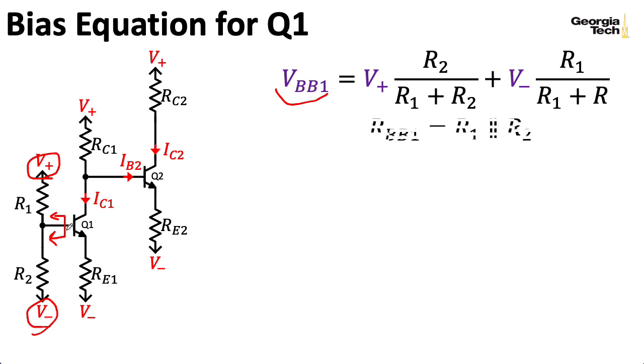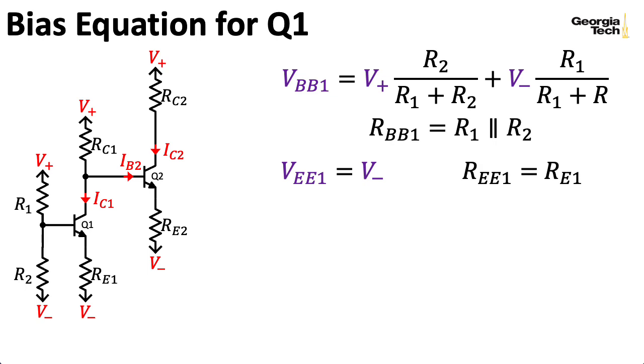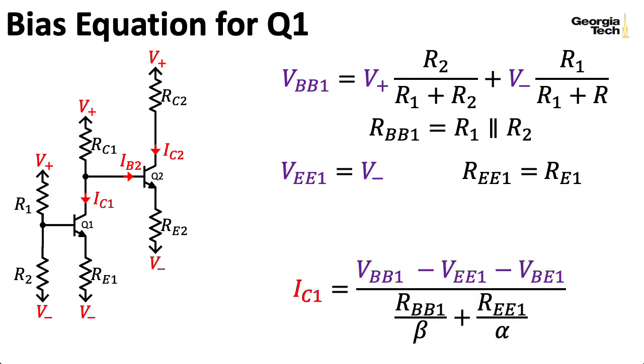All right, so we also need to compute the Thevenin resistance looking out, and for computing the Thevenin resistance looking out, we zero out our independent voltage sources. And so we just see this parallel combination of R1 with R2. All right, so we're also going to need a Thevenin equivalent circuit looking out of the emitter, and that's easy. The Thevenin equivalent voltage will just be our V minus power supply, and our Thevenin equivalent resistance is just RE1. All right, so in a previous lecture, we showed that the resulting bias current, IC1, as far as the collector goes, is given by this expression here. And that's enough as far as biasing Q1 goes.